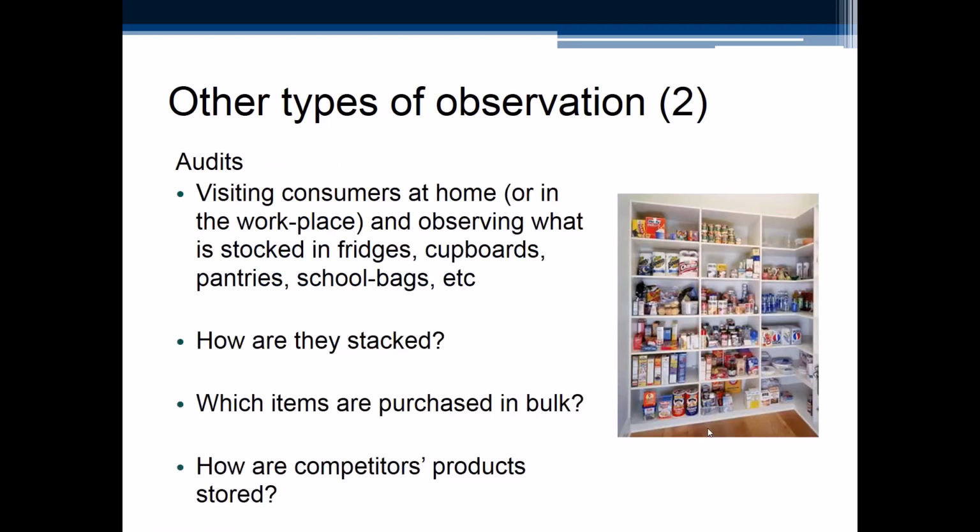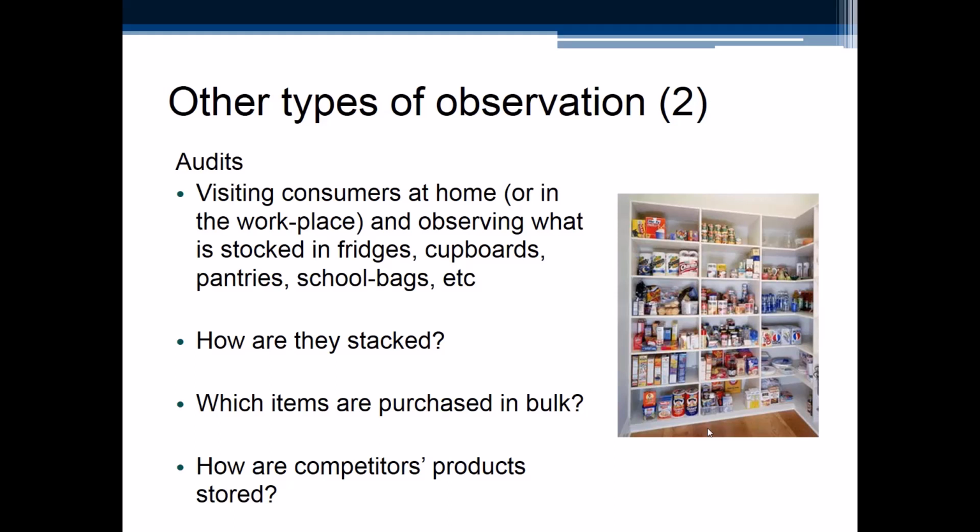Observational audits are another form of technique. So this is where the researcher might go into a consumer setting. So it might be someone's home, it might be into someone's school bag or into their handbag, where they're looking at the way in which people are using or interacting with certain products. So how are products stacked in someone's pantry, or how are products placed within someone's handbag, for example.